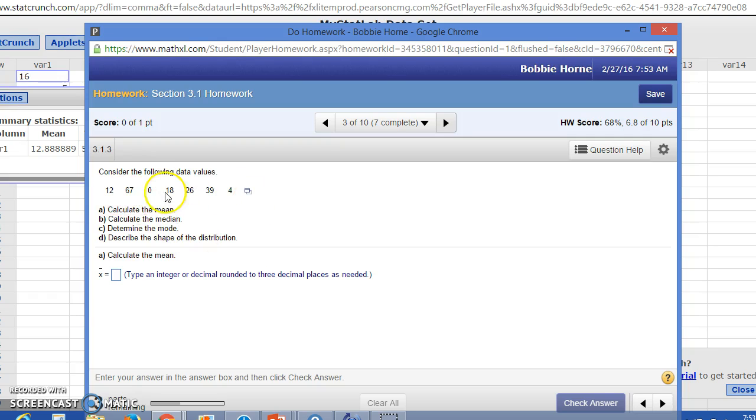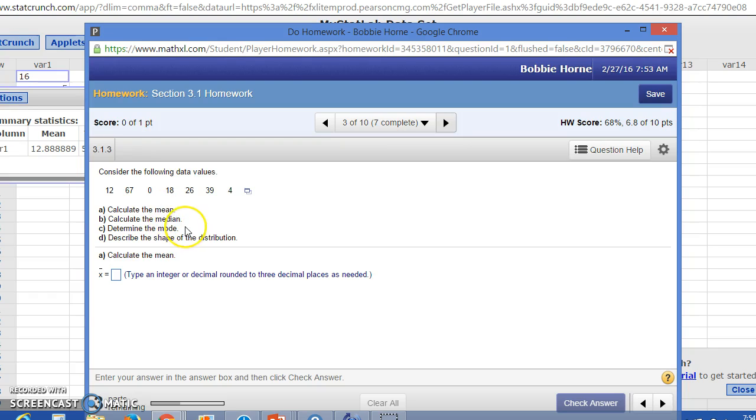The mean, add up these 1, 2, 3, 4, 5, 6, 7 numbers, add them up, divide by 7 to get your mean. Median, put these numbers in order, find your middle number. Mode is the number that occurs the most. And as you see, I don't believe we have a mode here, so none. And then you would describe the shape of the distribution.